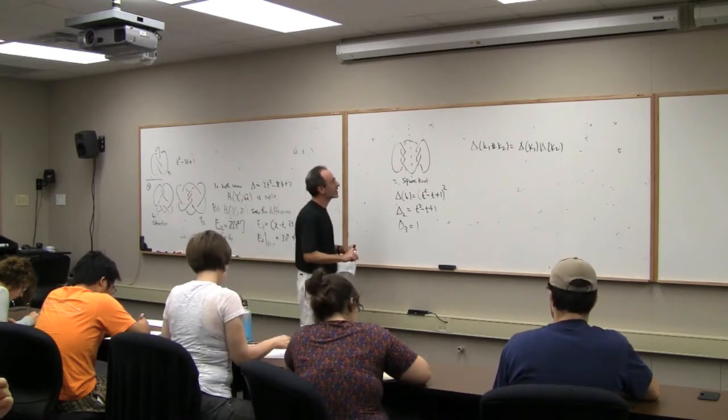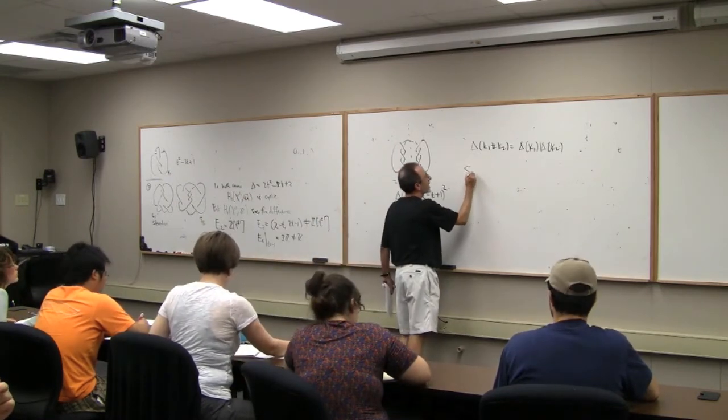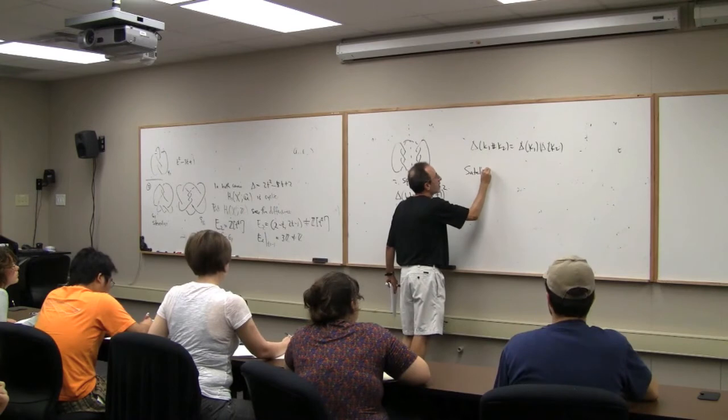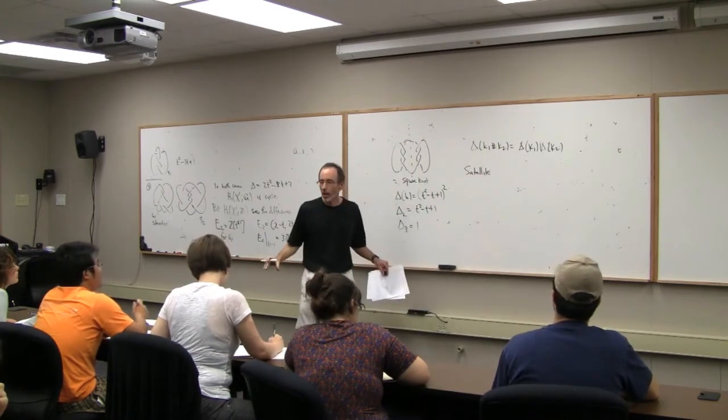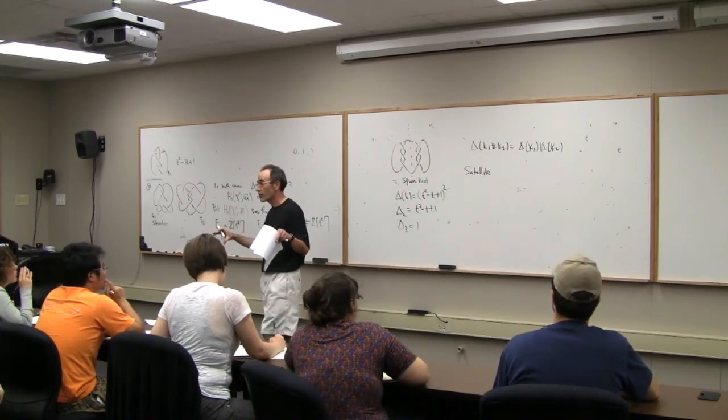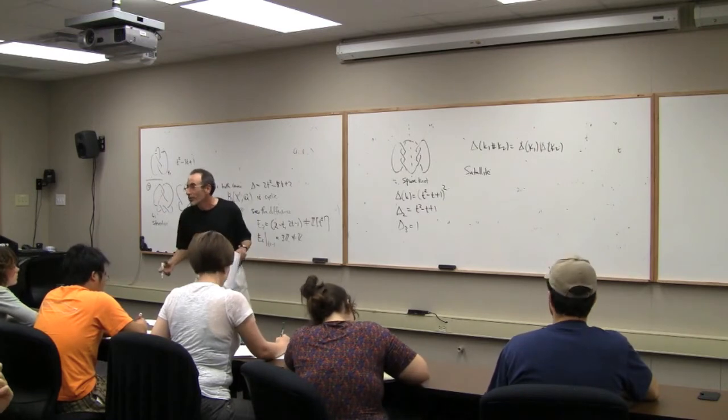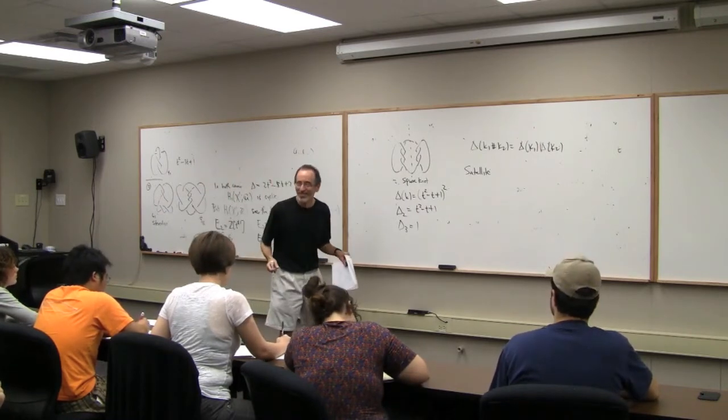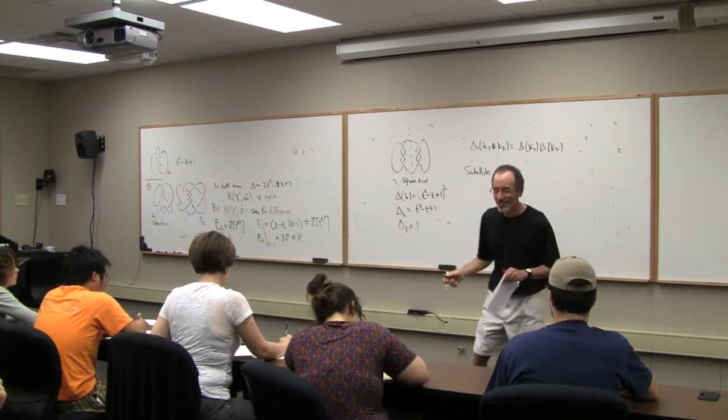More general than a connected sum is a satellite. To take a satellite, you take a knot inside a solid tube, and then you knot the tube. So it's two knotting operations.